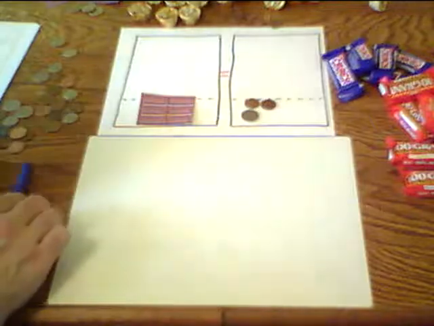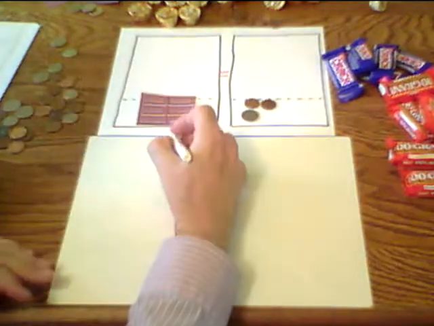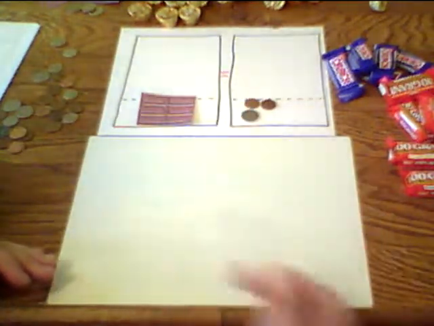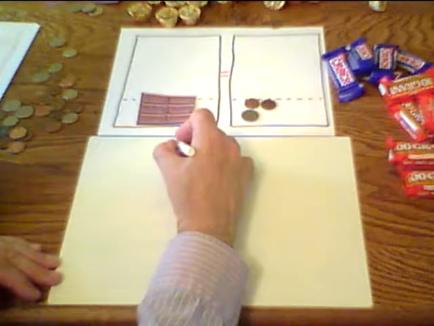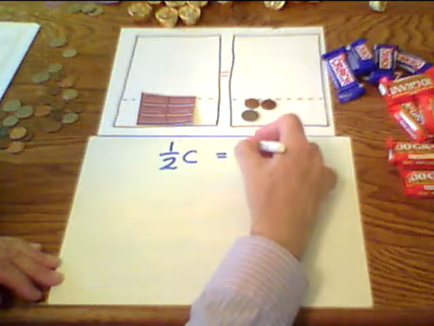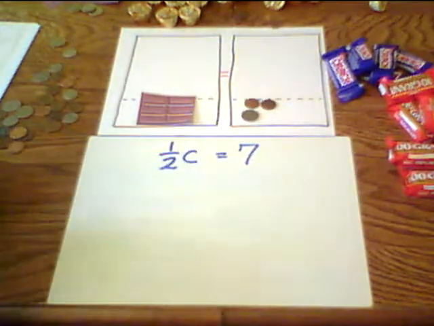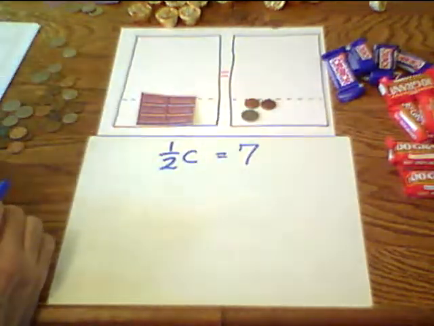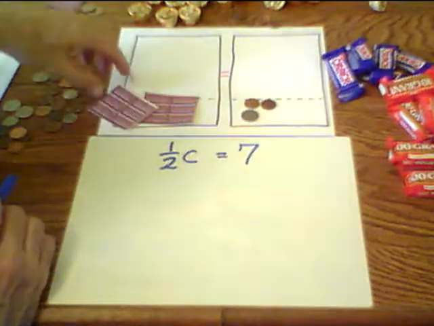Okay. By the way, how would I write that? Before we had 3C, like for 3 candy bars, or 1C for 1 candy bar. How would I write that? I'm going to ask the students. And it's not going to be too hard for them to see this. I'd say, okay, if half the candy bar costs 7, what does the whole candy bar cost?